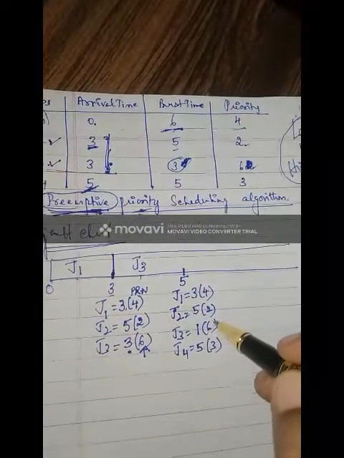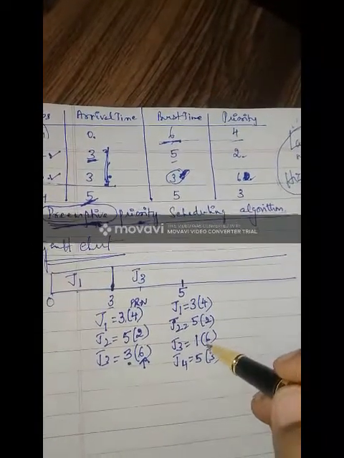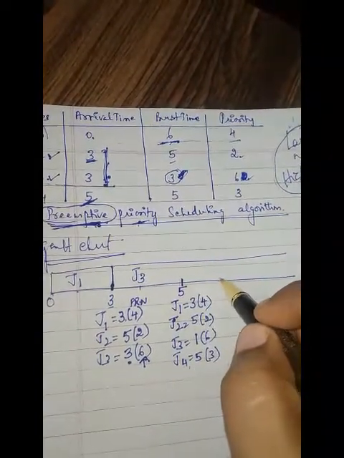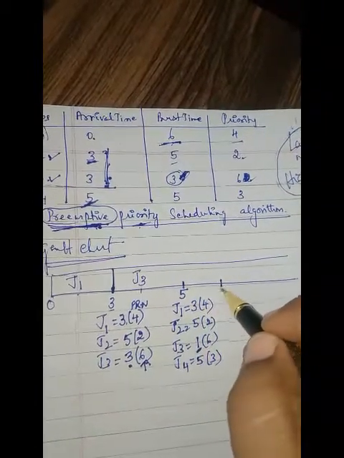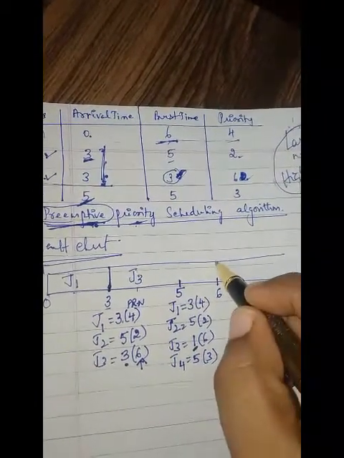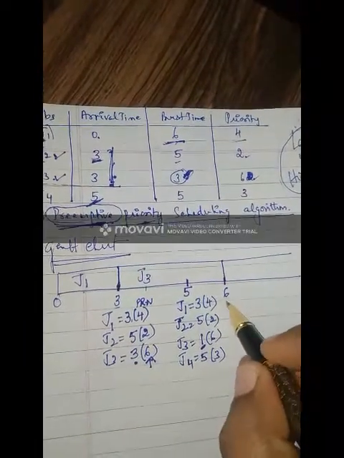So which process has the highest priority in this case? J3. So you are allowing J3 to execute. How much more time does it require? It requires only 1 more millisecond. So up to 6 it will go. Now J3 is completed.